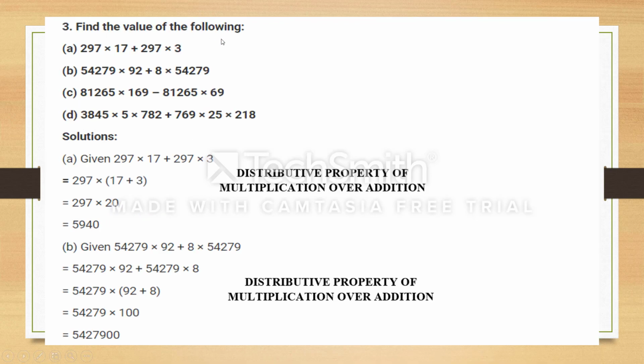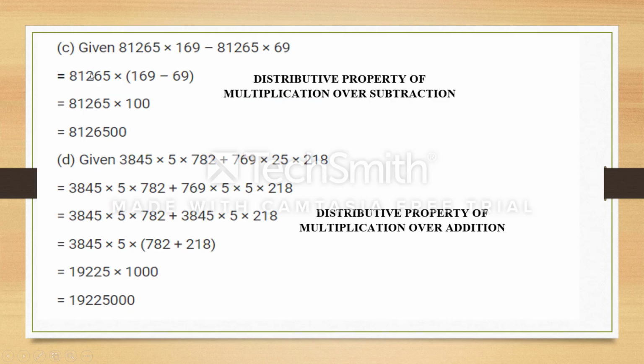Now for question number 3, children, here we are reducing this term. This is the distributive property of multiplication over addition. Here we are doing the distribution, and here also it is the distributive property of multiplication over addition. So we have mentioned the same property over here. Similarly, for question number C, this is also the distributive property of multiplication, but it is over subtraction. We are doing the subtraction operation over here. And in question D, again we are doing the same distribution, but this time we will be adding.